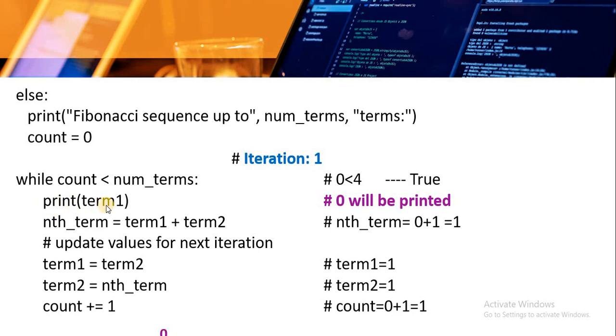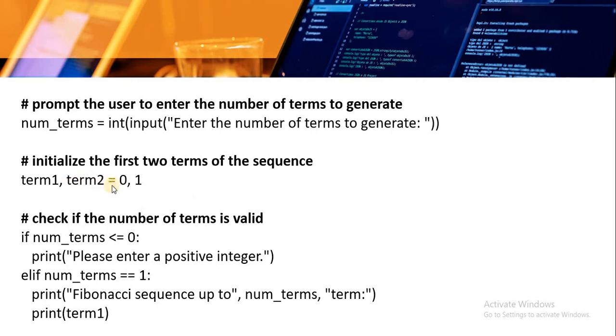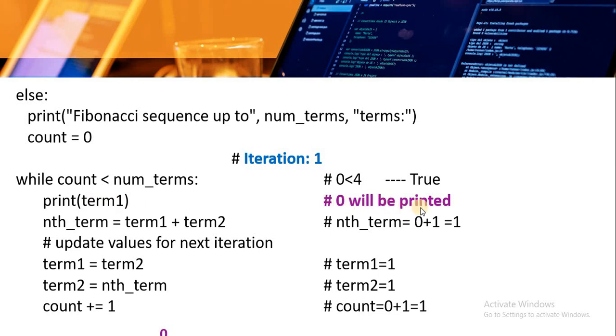Then first print term1. The term1 value will be printed. What is the term1 value we have? 0, right? Because we initialized 0 in term1 and 1 in term2. So the term1 value, that is 0, will be printed first. Remember this, 0 will be printed. Then nth term assignment, term1 plus term2.